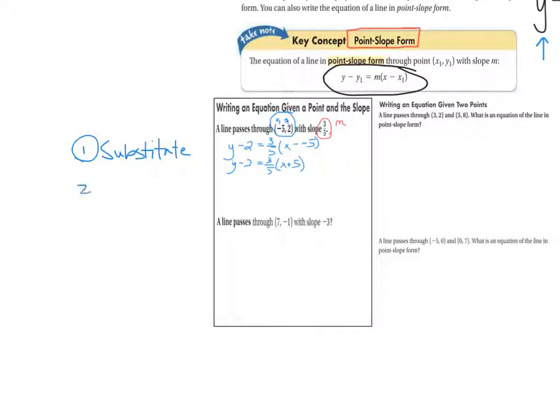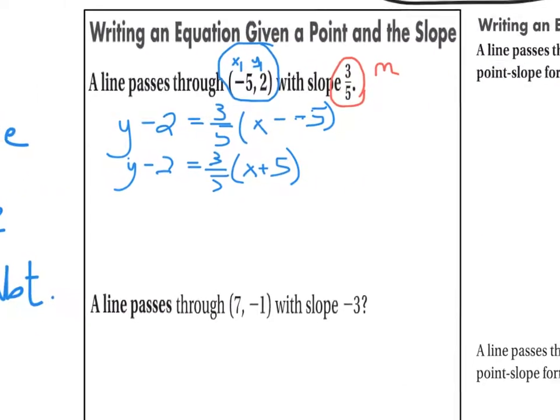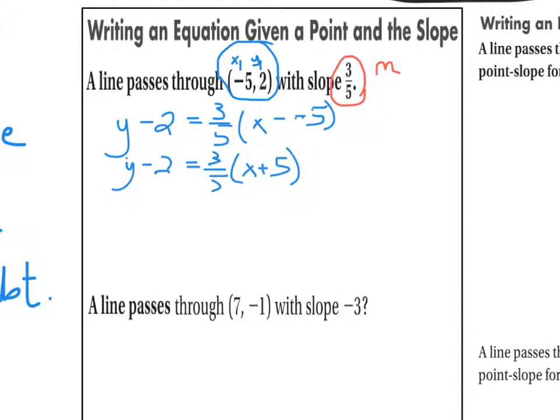Second step, once I substitute, then I'm going to distribute. I'm going to distribute the 3/5. Then, once I distribute, I'm going to get y by itself. So I'm going to essentially add or subtract, depending on whether it's positive or negative, obviously. That's my three-step process as I'm looking through once I get to this point.